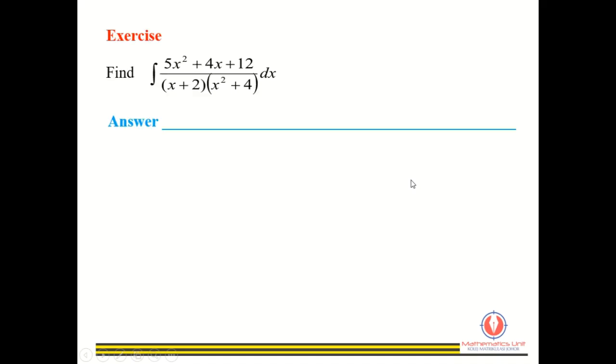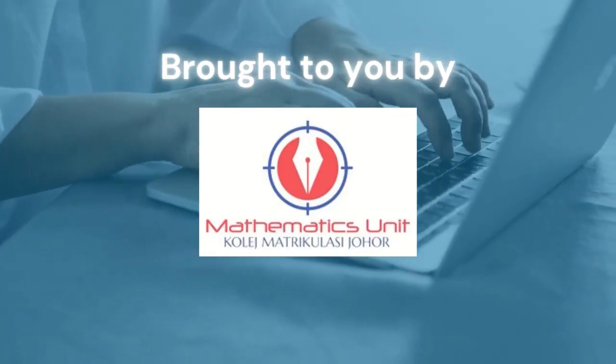Okay, you can try this exercise. The answer is 3 ln of x plus 2 plus ln of x squared plus 4 plus c. Okay, that's all.